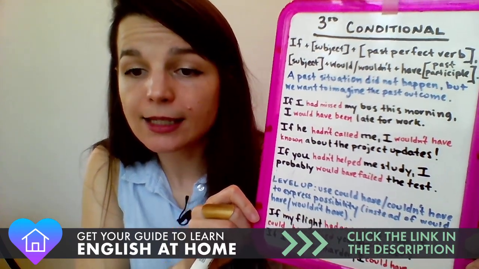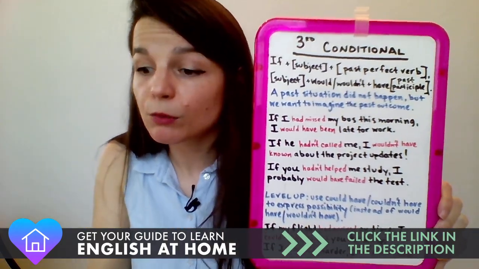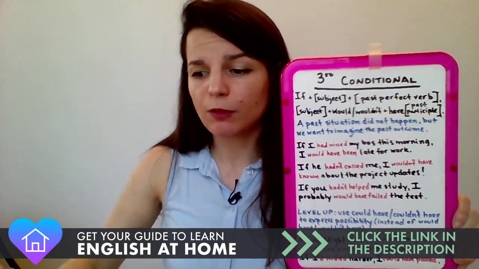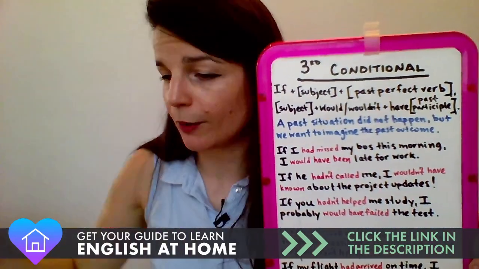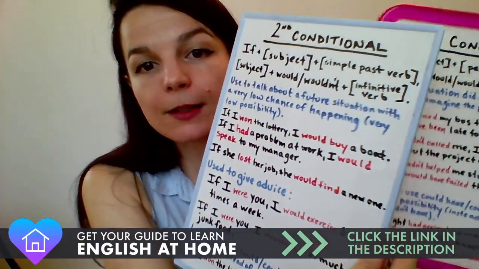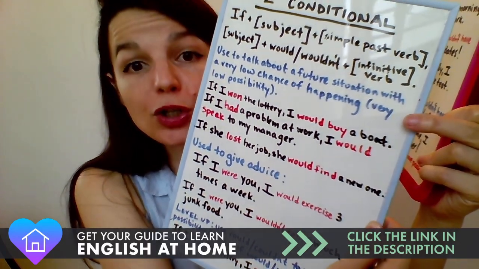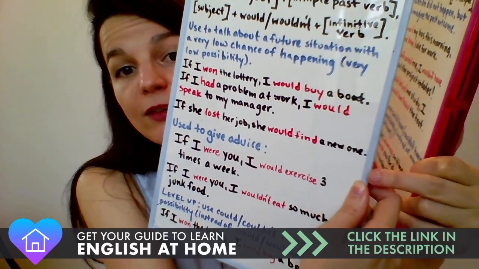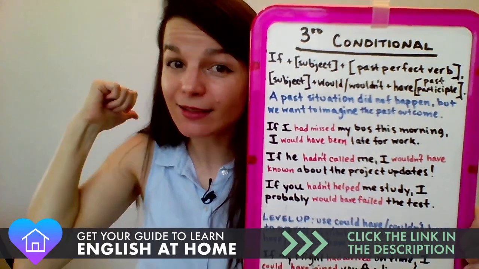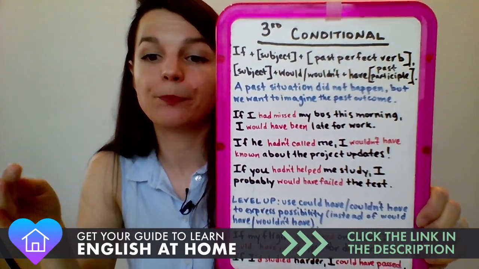Great. Hassan says, can I use second conditional instead of third conditional? It depends on what you want to say. So a key with choosing is the idea here. With second conditional, we use it to talk about a future situation with a low chance of happening, and we use it to give advice. Third conditional, though, we use to talk about a past situation that did not happen. So you can't replace the two of them.